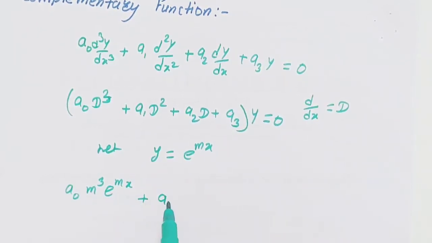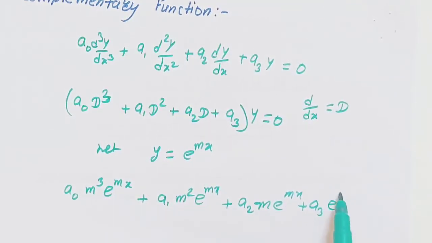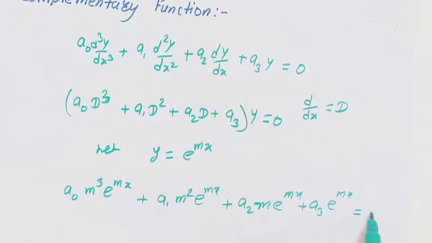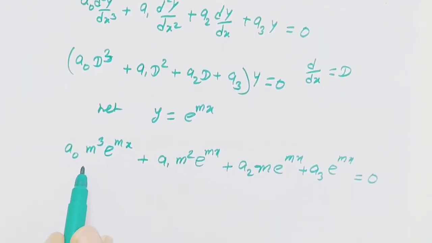Now in the second term, a1 as it is, the second derivative of y, so it is m^2 e raised to the power mx. Then the next term will be a2 m e raised to the power mx, plus a3 e raised to the power mx is equal to 0. Here in this equation e raised to the power mx is common.